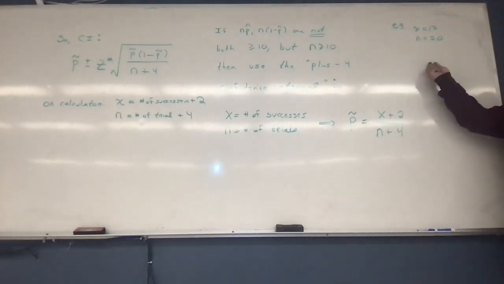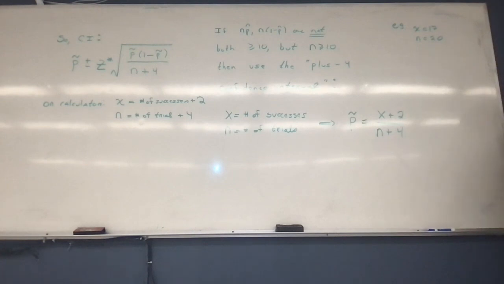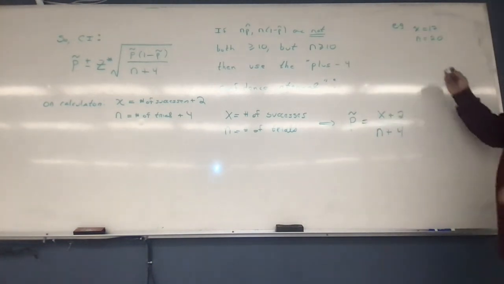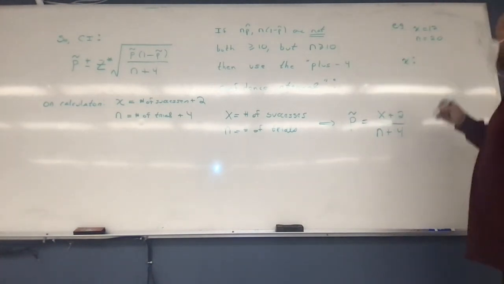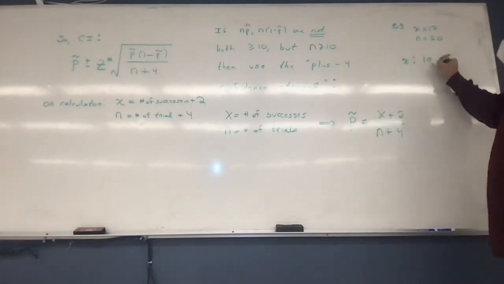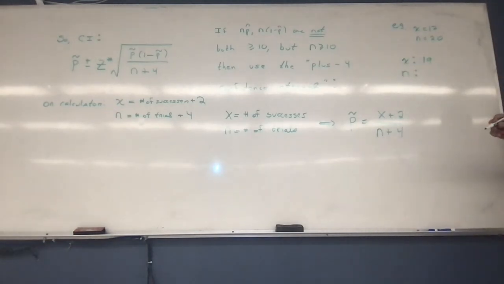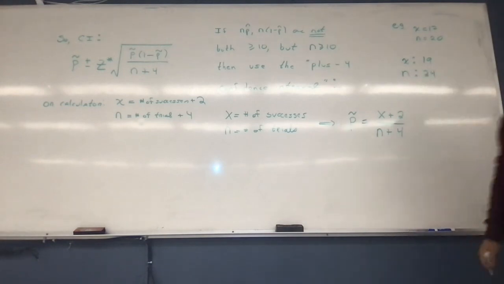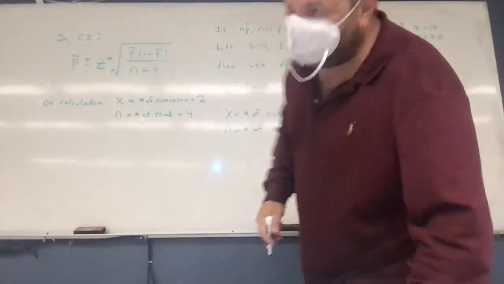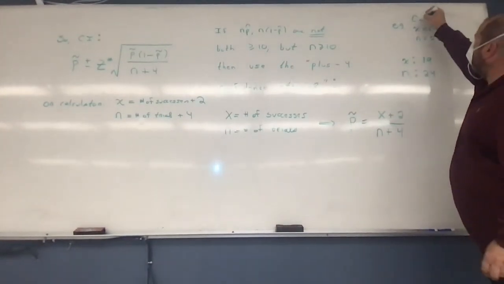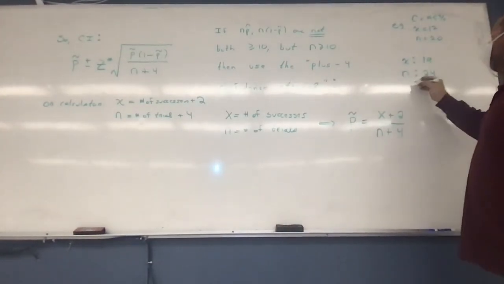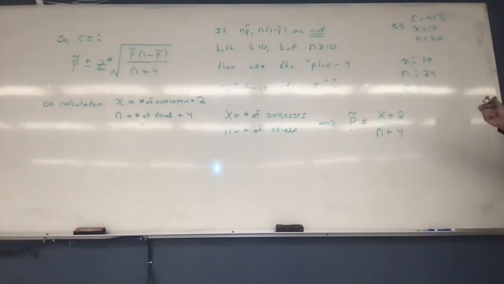How many successes do we have? How many failures? 3. Are they each greater than or equal to 10? No, so we can't use the original confidence interval. Is n greater than or equal to 10? Yes, so we can use a new one. So on our calculator, what is x going to be? 19. What is n going to be? 24. And the problem says use 95%. So confidence equals 95%. I don't actually need z star, just need the confidence level.